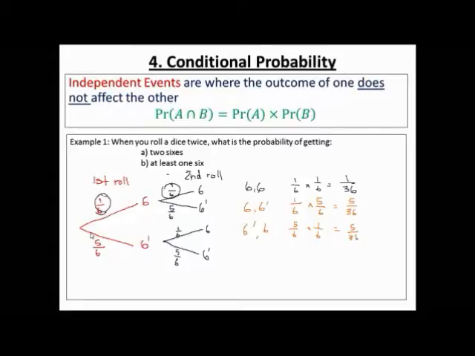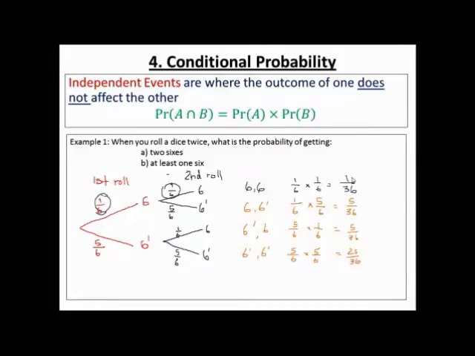And the last thing that could happen is I don't roll a 6 on either dice. So I don't roll a 6 the first time and I don't roll a 6 the second time. So that probability is going to be 5/6 times 5/6, which equals 25 over 36. Now I've got 4 different things that can occur.